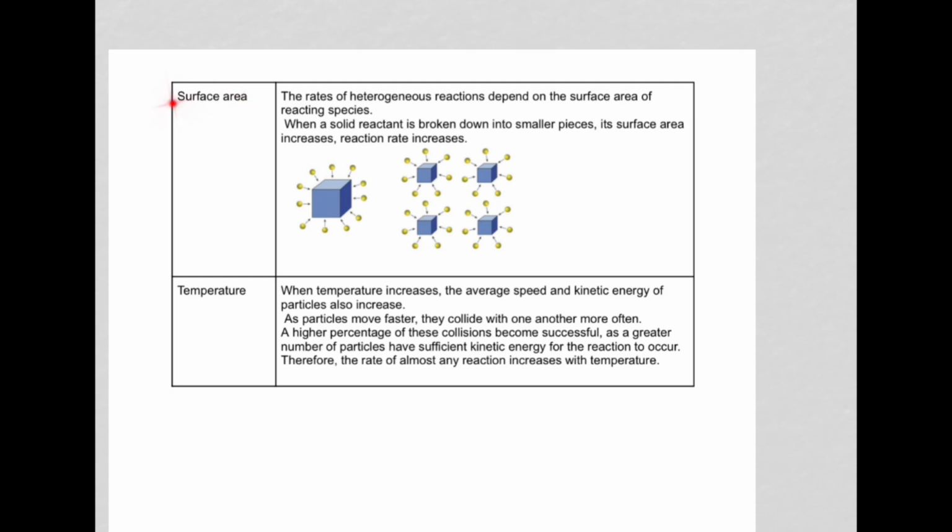Surface area, this concerns solids. When you have smaller solids, so when a solid is broken down into smaller pieces, as you can see, there's more surface for collision to happen. So smaller pieces means that it has a large surface area. So smaller pieces, surface area increases, rate of reaction increases.